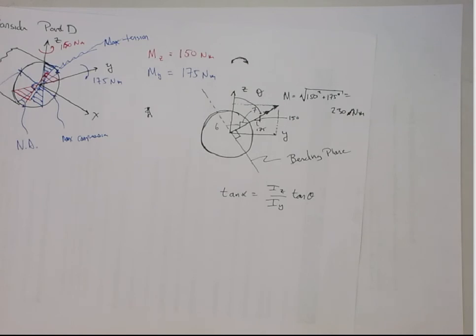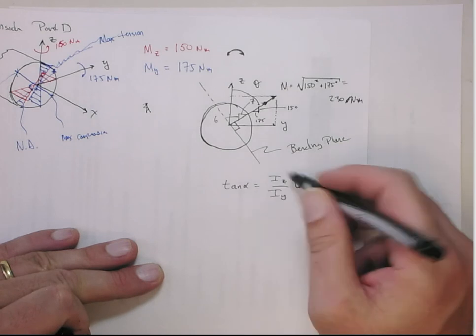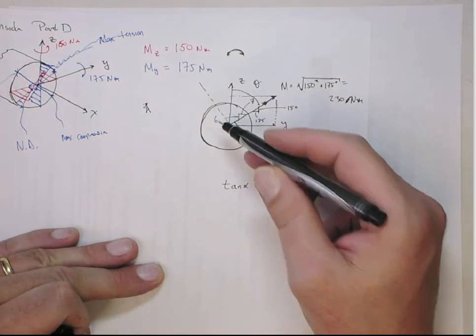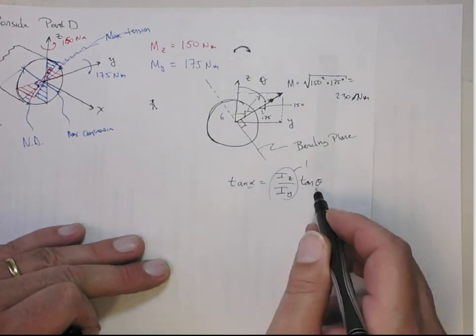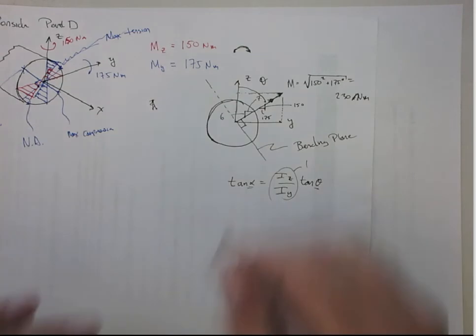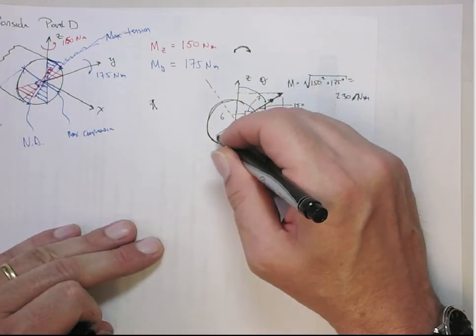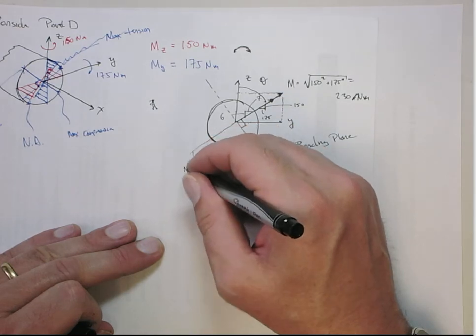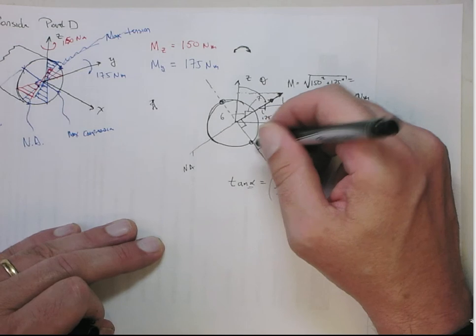It's z on y. So I got it right. But these I's are the same because it's a circular cross-section. All right? So this is actually going to be 1. So that means the tangent of alpha is going to equal the tangent of theta. Or in other words, this plane here is going to be the neutral axis. And so that means the maximum stresses are going to occur here.